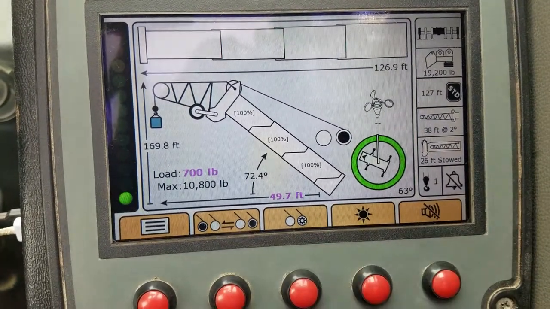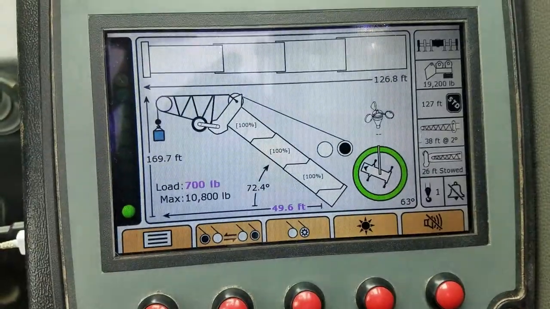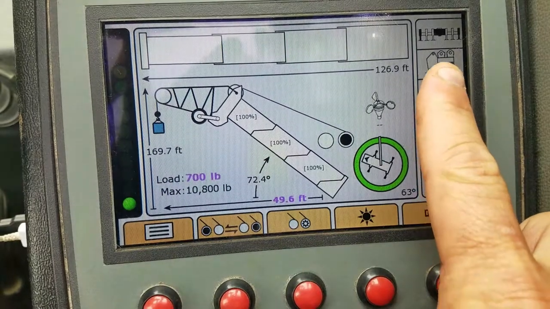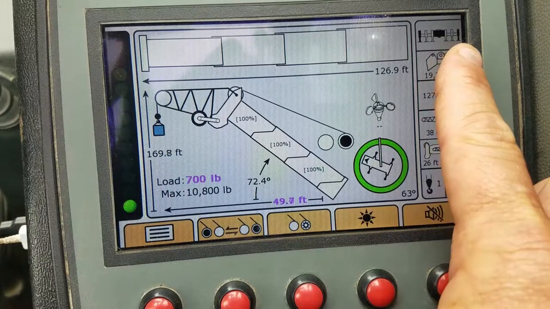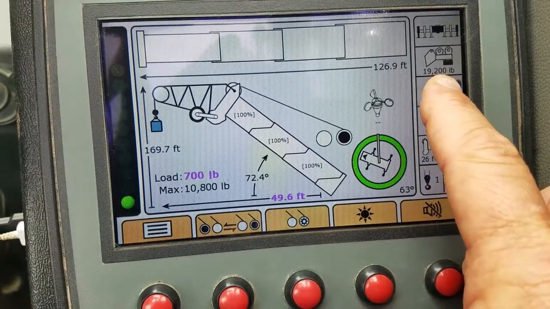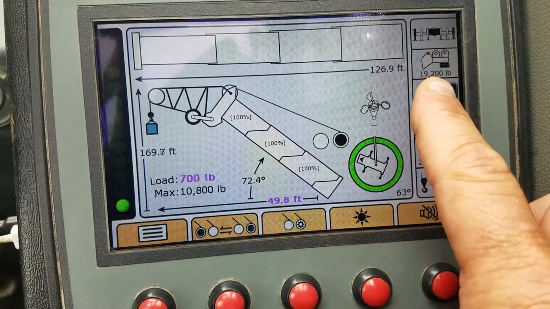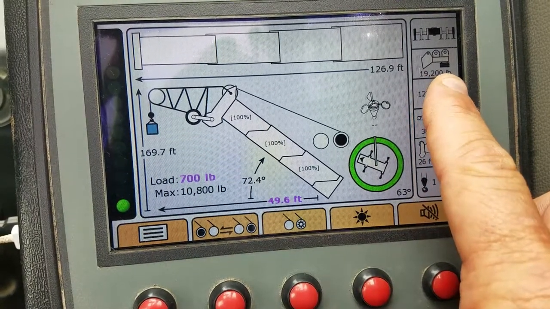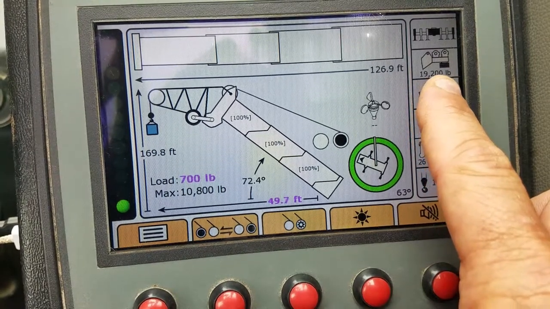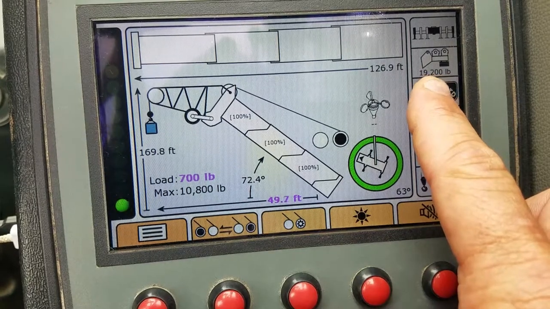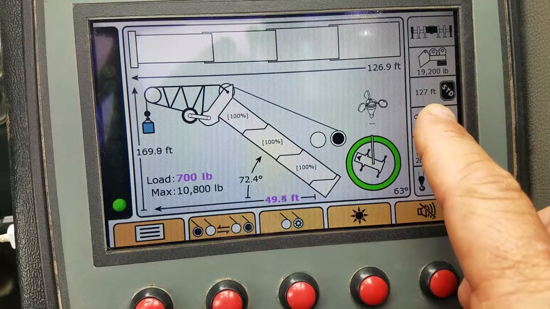This gives you all your pertinent information, such as your outrigger configuration, which is all the way extended, and counterweight configuration. This one has two slabs. I have both of them on there, which is 19.2. Each one of them is 9600. You could have none, or 9600, or 19.2.